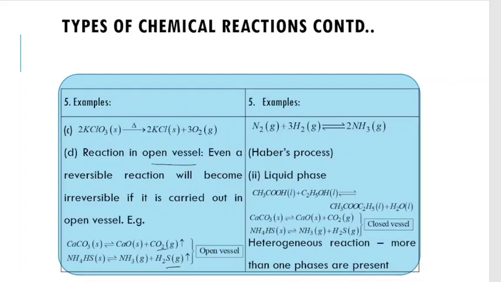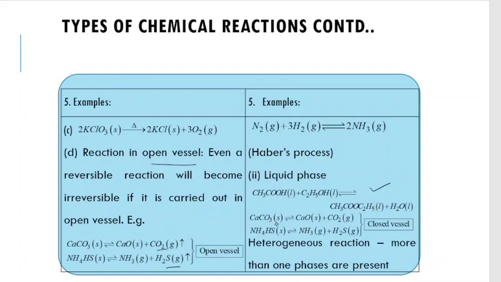And we can also check an example of a homogeneous reaction in which the reactants and the products are in the liquid phase. If we consider this one, this is called the esterification reaction, where the carboxylic acid is treated with ethyl alcohol. We get an ester, CH3COOC2H5, ethyl acetate. Here, both the reactants and the products are in the liquid state, right? So this also we can say is a homogeneous reversible reaction.